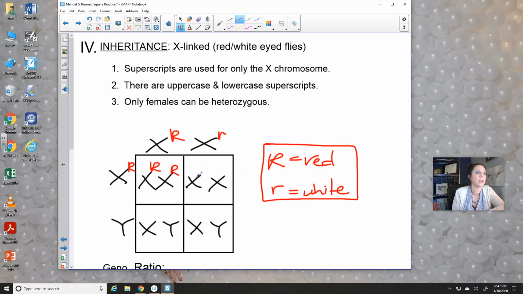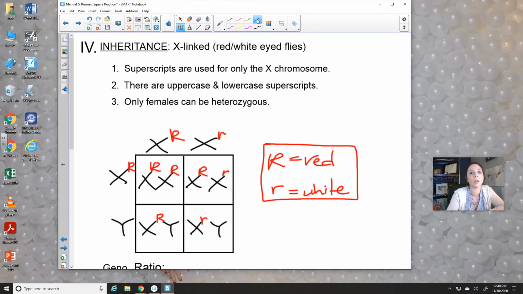However, for this next square, it does matter. We have a big R that we're going to slide over, and we're going to drop down a little r. That big R is going to go first. Then we're going to drop this little r. Now with our males, remember that males only have the one X chromosome, so we're only dropping the alleles here. There's nothing to slide on the Y.